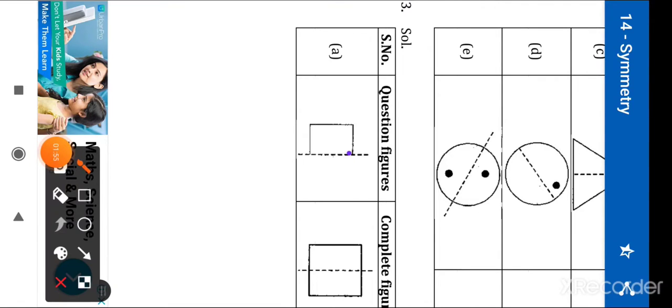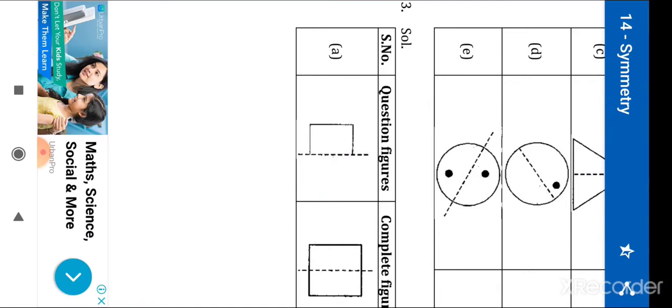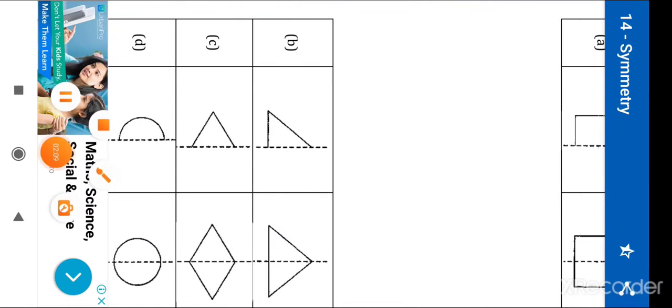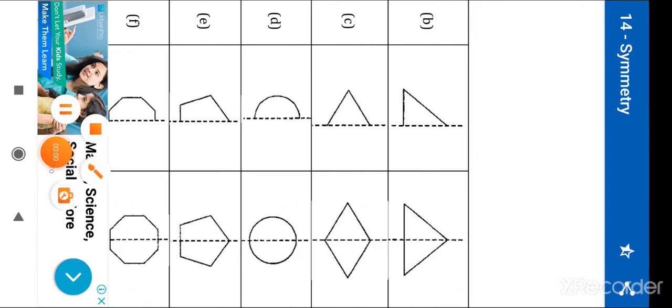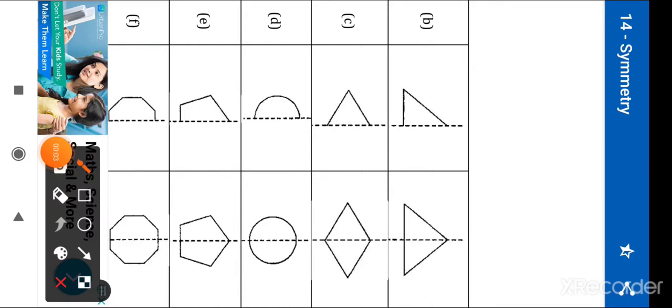So in the first figure, half of a square is given here and we have to draw the other half of this square. In this manner we can complete our diagram. In the second figure, half of the triangle is given in the question and we have to complete this diagram using the line of symmetry, and in this manner we can complete all the diagrams given in this question.